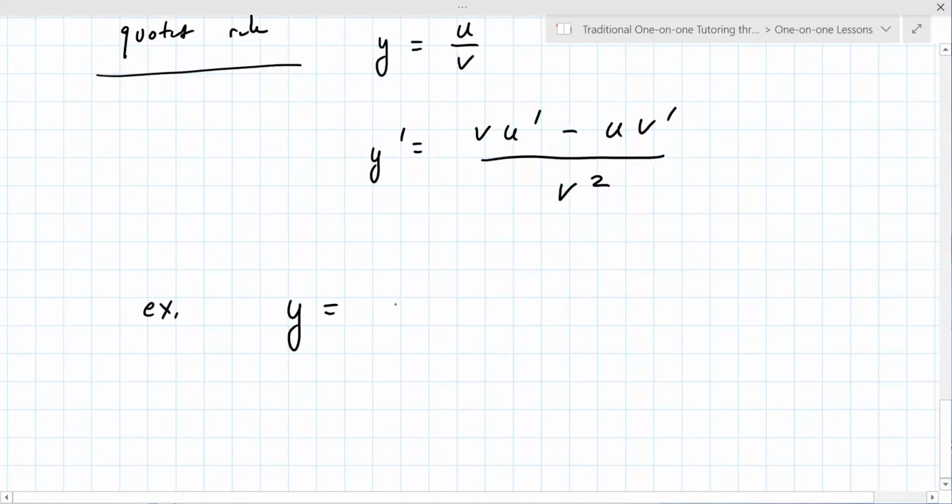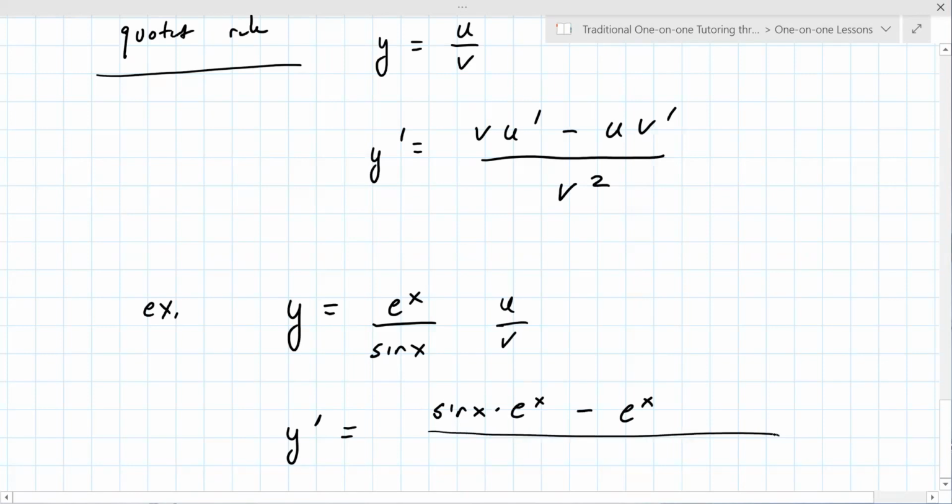Let's say y equals e to the x over sine x. Okay, the v is the bottom. So sine x times the derivative of e to the x, which is e to the x, minus the top, u is the top. Which one do you keep? The v is what's on the bottom. This is u and this is v. We're going to get to that, you do that last. We're just filling these in.